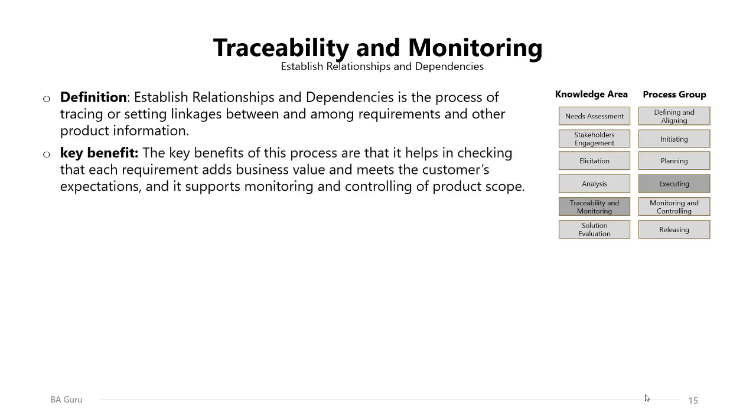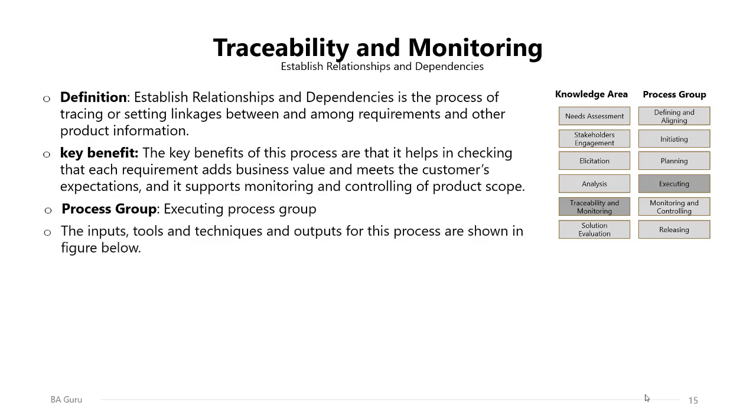The key benefits of this process are that it helps in checking that each requirement adds business value and meets the customer's expectations. Also, it supports monitoring and controlling the product scope. So this process will help us ensure that each requirement is linked to at least one business objective and that it will meet the customer's expectation. It is part of the executing process group.